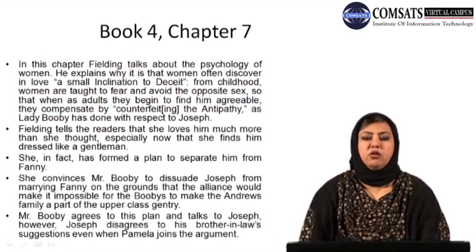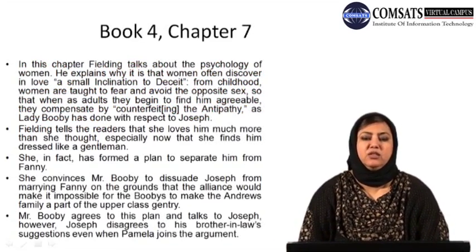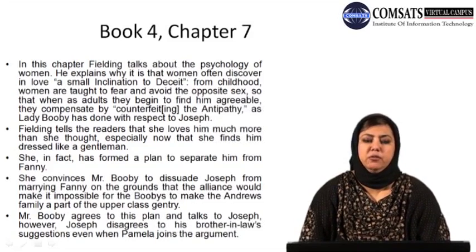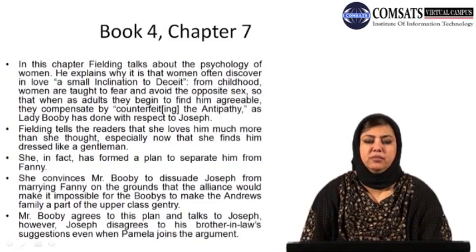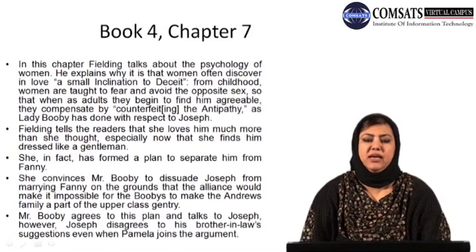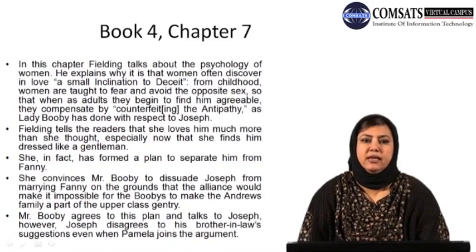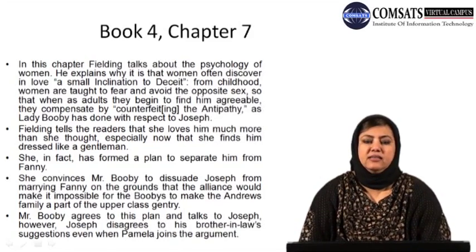Mainly in this chapter, Fielding talks about the psychology of women. He explains why it is that women often discover in love a small inclination to deceit. The justification that he gives is that from childhood women are taught to fear and avoid the opposite sex, so that when as adults they begin to find him agreeable, they compensate by counterfeiting the antipathy, as Lady Booby has done with respect to Joseph. Here what we notice about Fielding is that he has insights into human psychology.